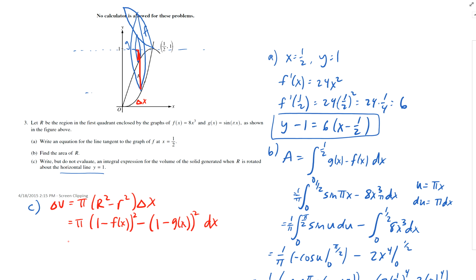That makes sense? So the volume then will be pi times the integral, and again my washer moves from 0 all the way over to 1/2, so 0 to 1/2 of 1 minus 8x cubed, squared, minus 1 minus sine of pi x, squared dx. Okay, there you go.